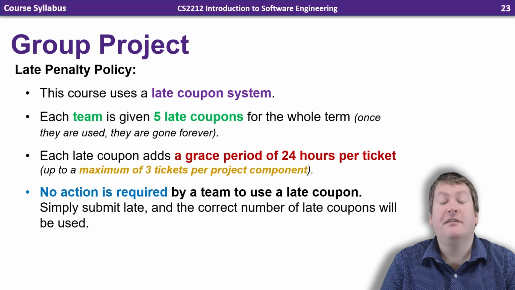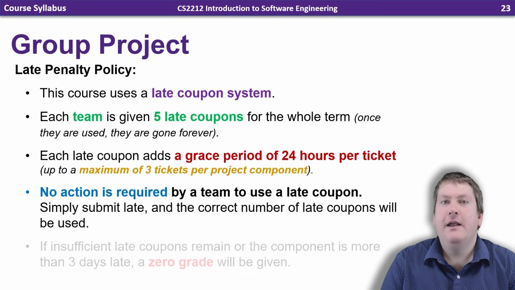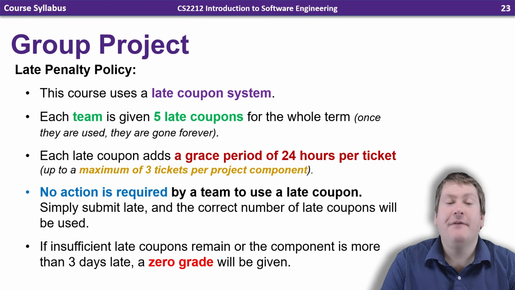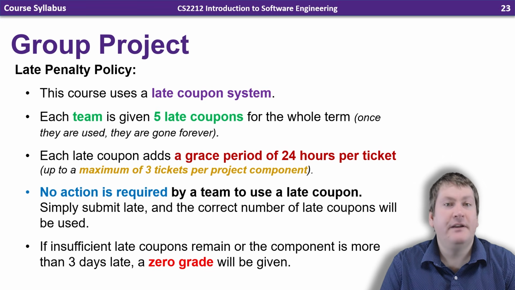But this does mean it's extremely important that you keep track of how many late coupons you have and ensure that you have enough late coupons left if you're going to submit late. The reason for that is if you don't have enough late coupons and you submit late, the penalty is simply a 0 grade on that component. So please make sure you have enough late coupons remaining if you're going to submit late.